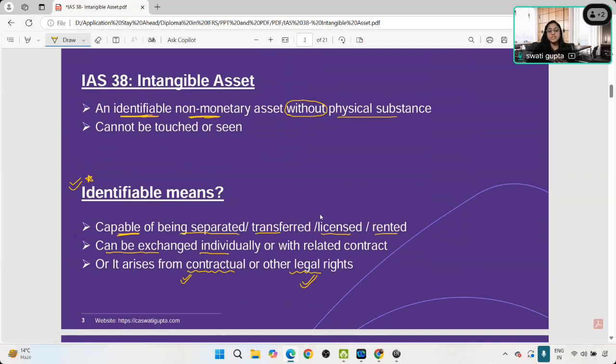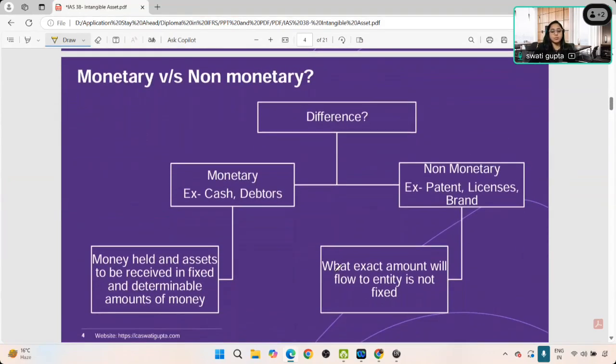It does not have physical presence, but this technology is still very valuable, and it is separately identifiable and non-monetary because you do not know the exact amount of inflow. Correct? It cannot be touched, cannot be seen. Let's check the monetary and non-monetary difference.